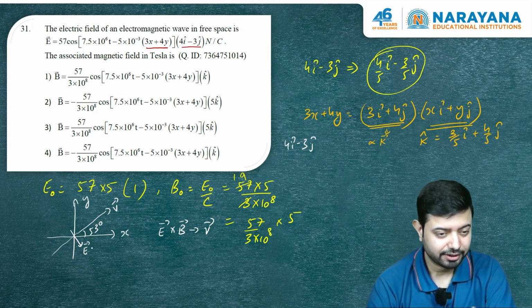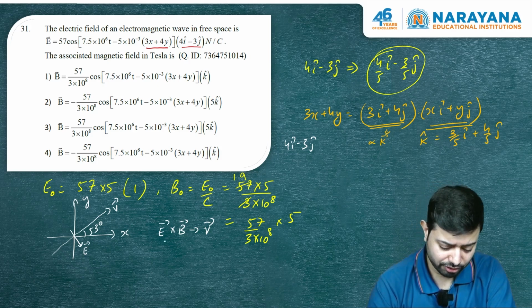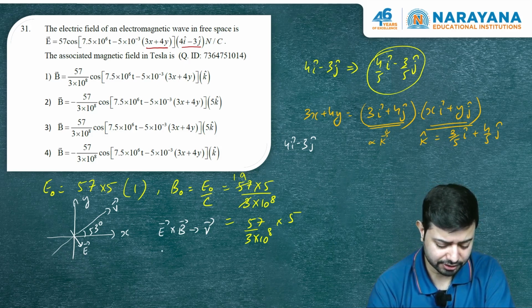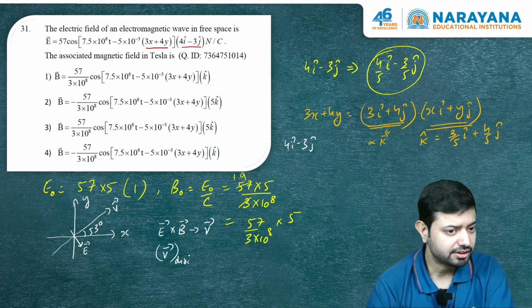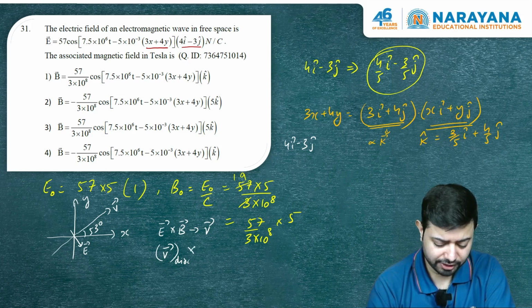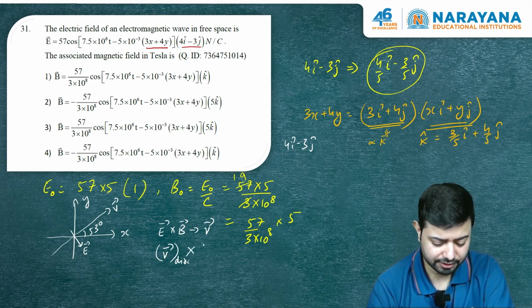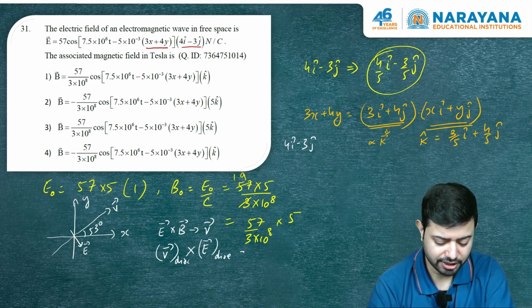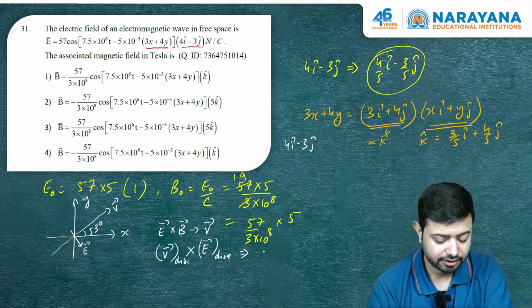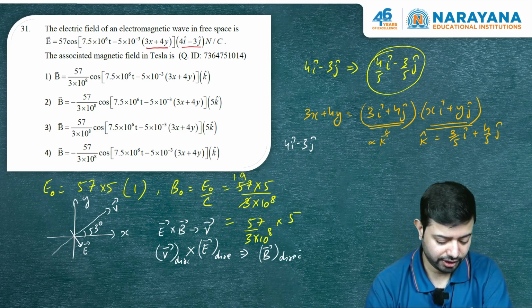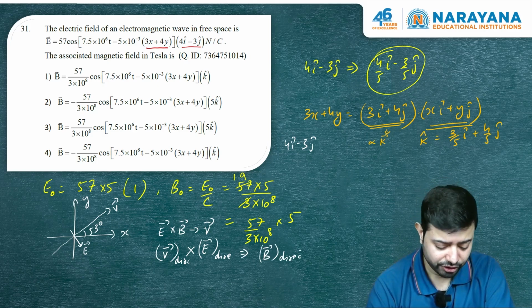Both the vectors are in the xy plane, and if I take the cross product of both the vectors, by the way you can also write that the v vector direction crossed with the E vector direction will give you the B vector direction. So if I do v cross E, where is it? It is into the board. So into the board is which direction?